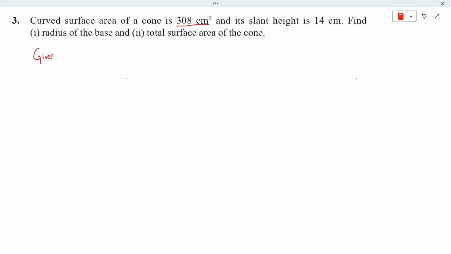So what is given? CSA of a cone is 308 centimeters square. So when I'm just writing CSA of a cone, you just replace CSA of a cone with the formula pi RL. So that is also equal to 308 centimeters square. Then the next given is, its slant height is 14 centimeter. So L is equal to 14 centimeter.